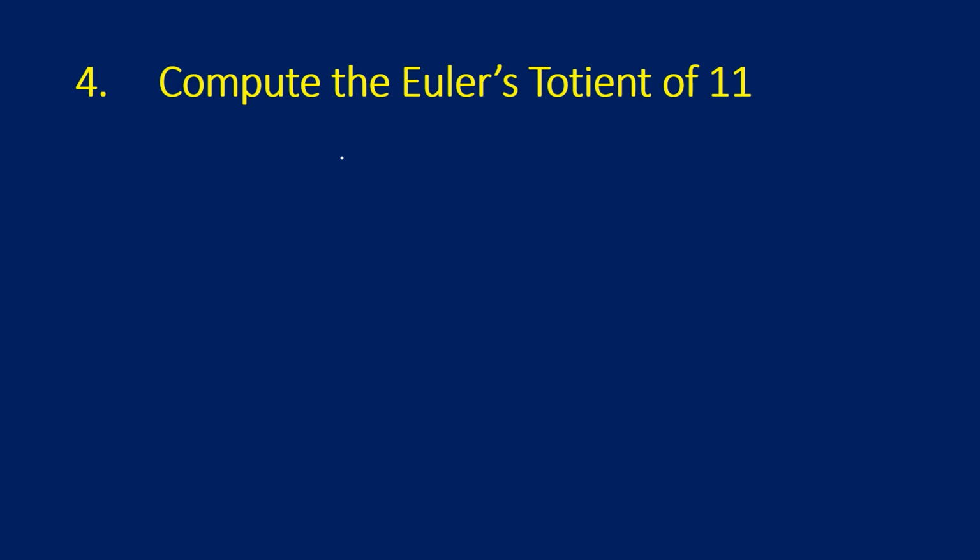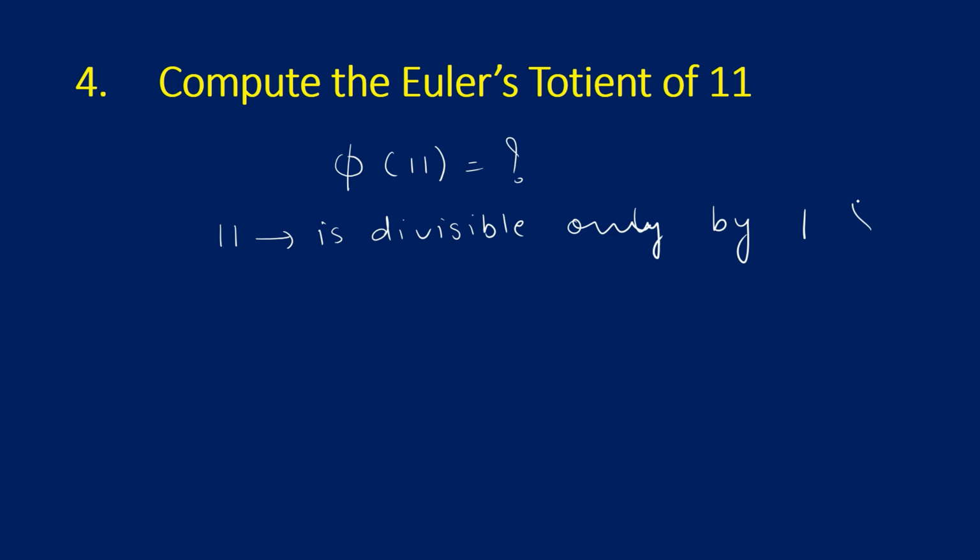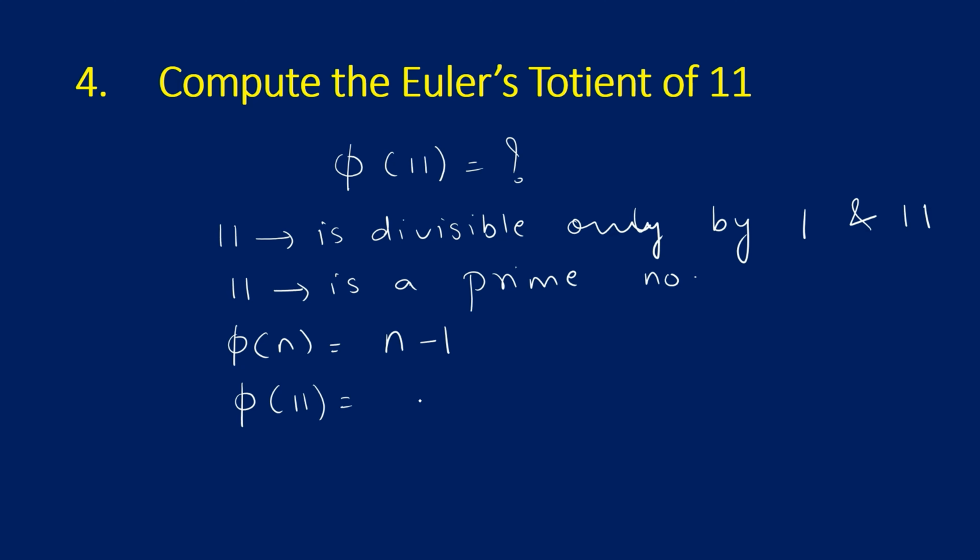So what is the Euler quotient of 11? As you can see, 11 is a number which is divisible only by 2 numbers, that is 1 and itself. Therefore 11 is a prime number, and the formula that we use for the Euler quotient of a prime number is n minus 1. Therefore phi of 11 can be computed as 11 minus 1, which is 10. So phi of 11 is equal to 10.